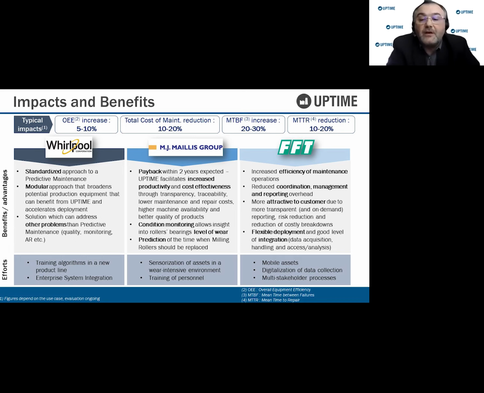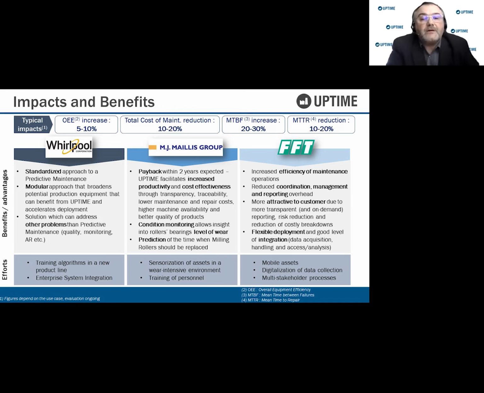The challenges, of course, are the mobile assets. So we need to sensorize and get data from jigs which are moving around all the time and are sometimes not even in the vicinity of a network. Digitalizing the data collection, which was previously done on paper by maintenance operators in the field, and the multi-stakeholder processes with FFT, so involvement of the customer, with logistics operators and others.